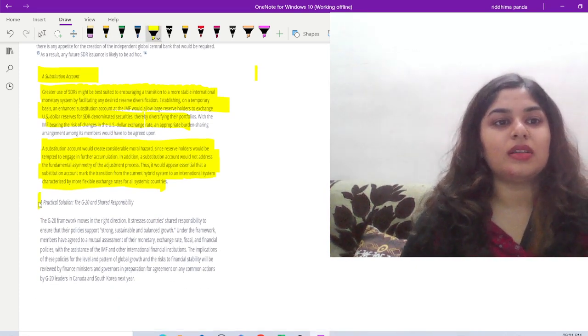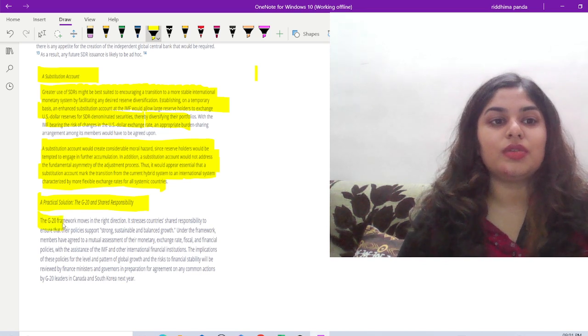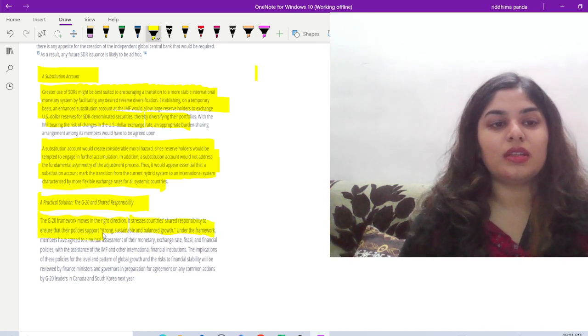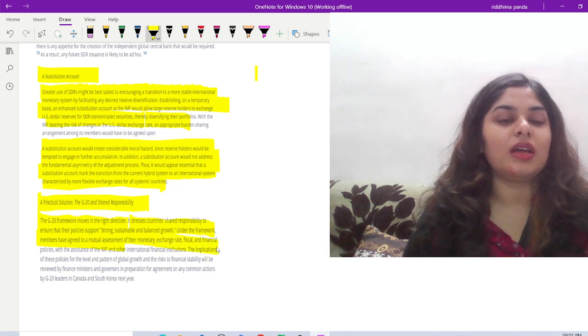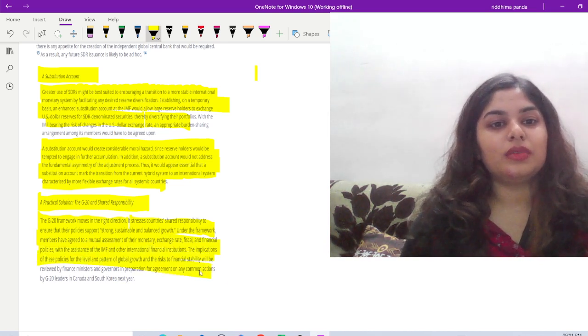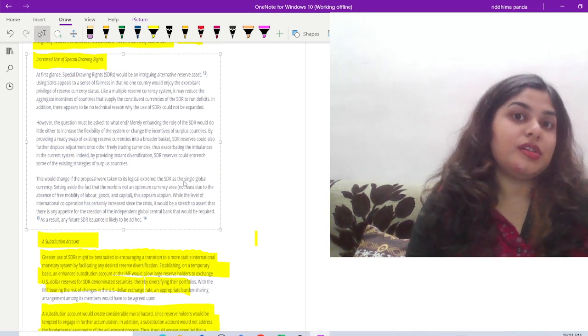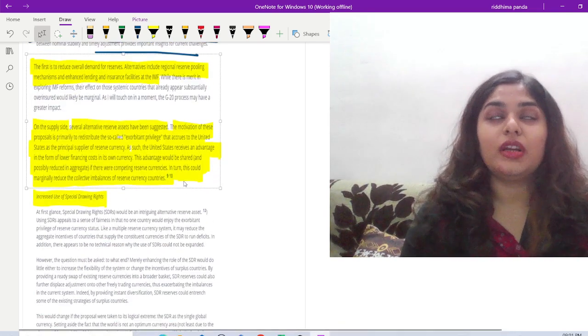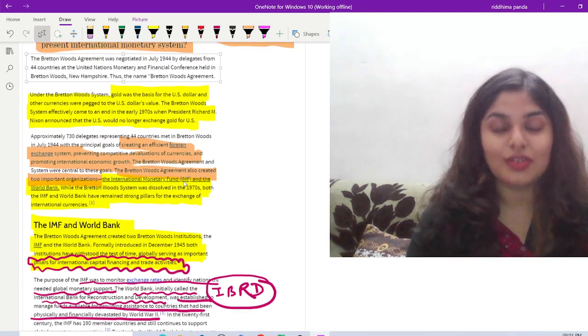And the last one is a practical solution, that is, the formation of the G20 and shared responsibility, right? So what was the agenda here? The G20 framework moves in the right direction. It stresses countries' responsibilities to ensure that their policies support strong, sustainable and balanced growth. Under the framework, members have agreed to mutual assessment of their monetary, exchange rate, fiscal and financial policies, with the assistance of the IMF, right? So these are the different points under the IMF which could help this international monetary system work in favor of developing countries and help them overcome their problems and walk on the path of economic growth.